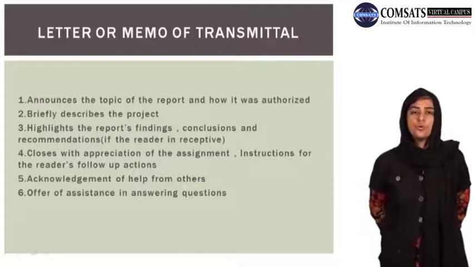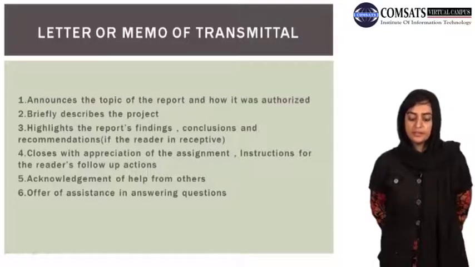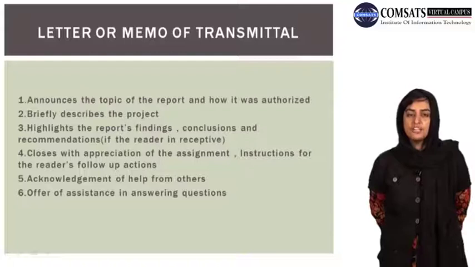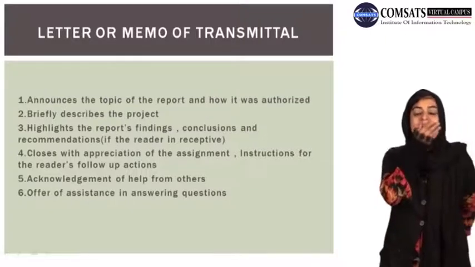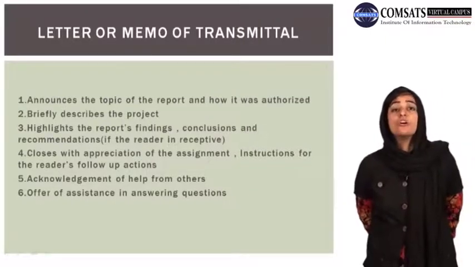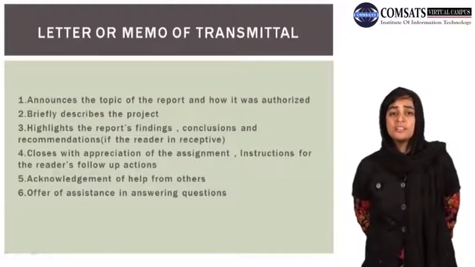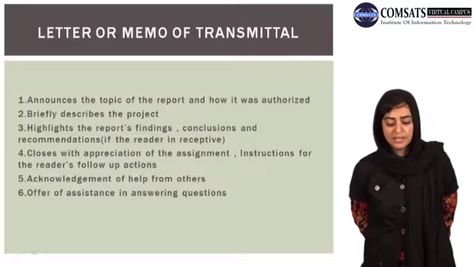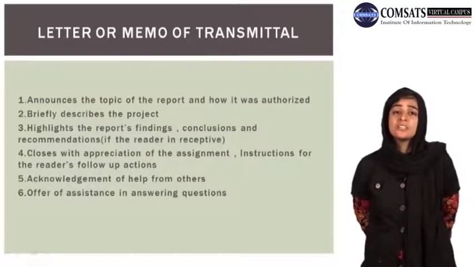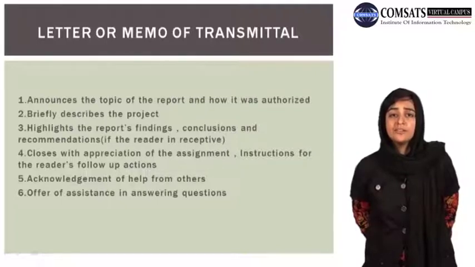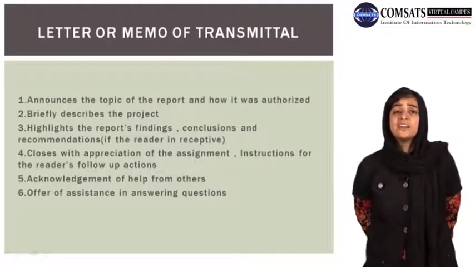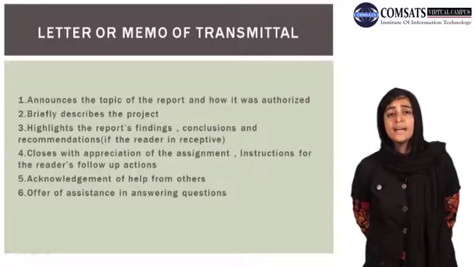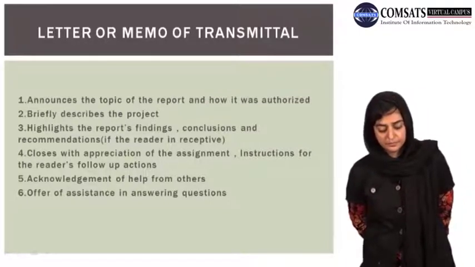Now, dear students, what should be added in the letter or memo of transmittal? First of all, it announces the topic of the report. What is the topic of the report? This is the first portion of the letter of transmittal. Then who authorized you to write this report should normally be the next portion. After that, it briefly describes the project, a brief description of the entire theme of your report. Then a brief description of the report's findings, recommendations, and conclusions is also added to the letter or memo of transmittal.